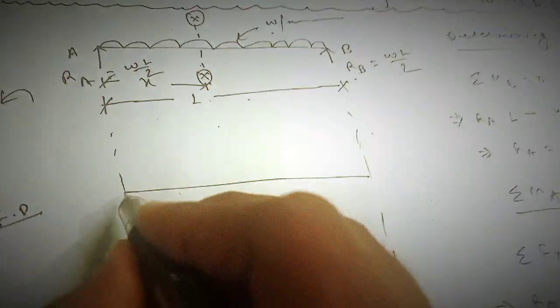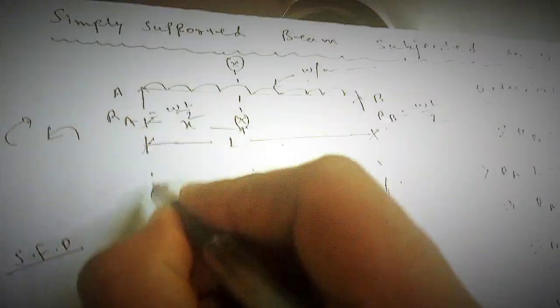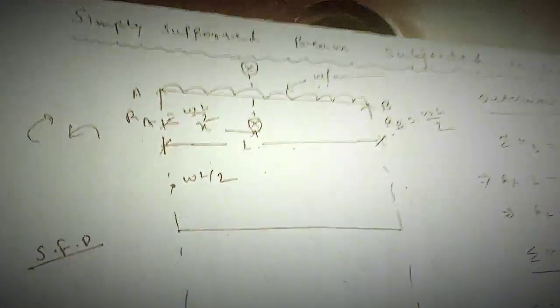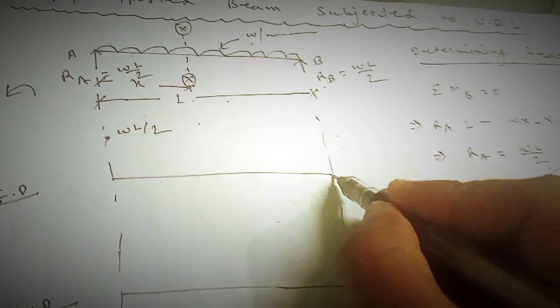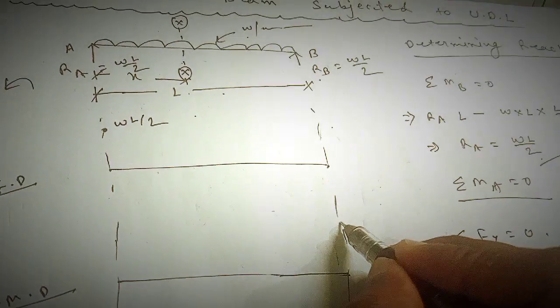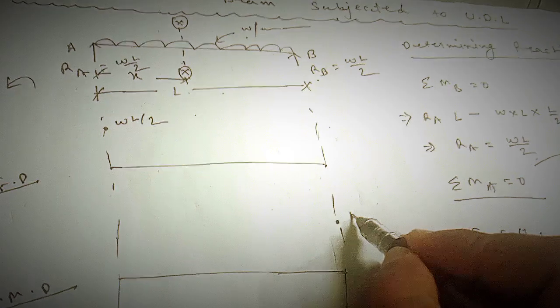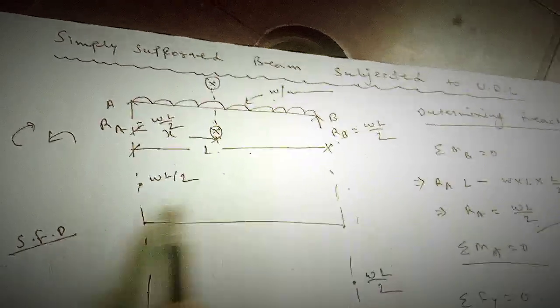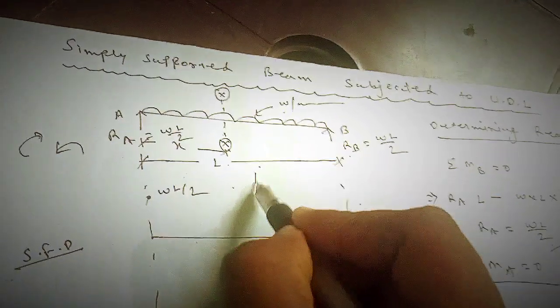So at X equal to 0, the shear force is WL by 2. And at X equal to L, the shear force value is minus WL by 2. Now I have to determine the shear force for any mid section. So for any mid section, let's take up to L by 2.